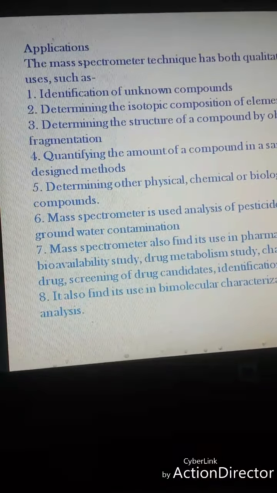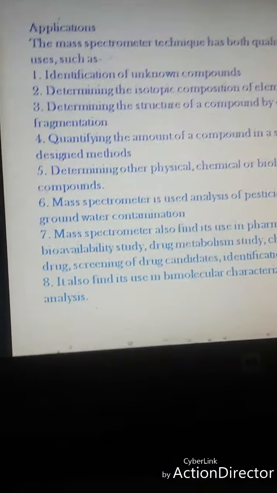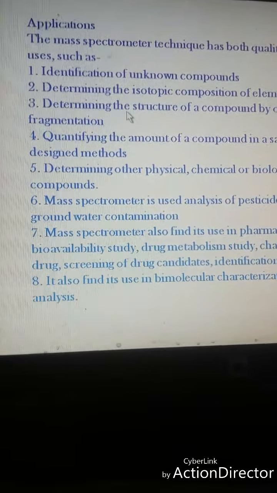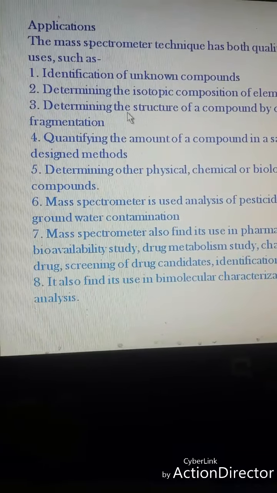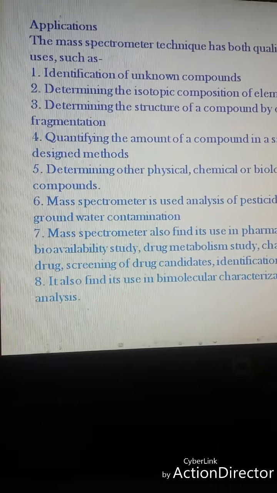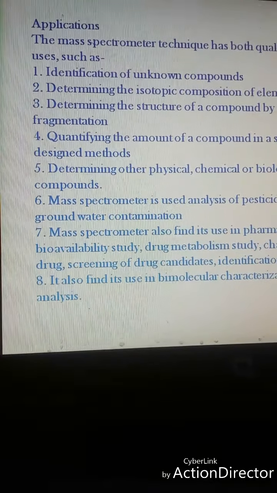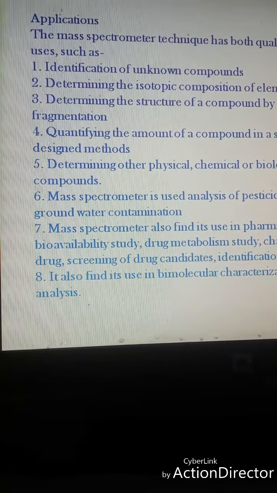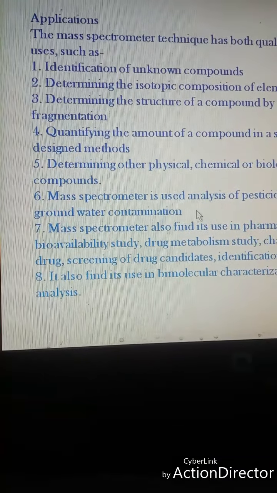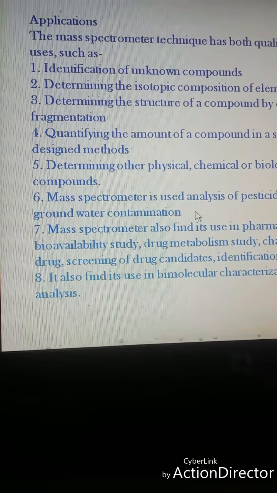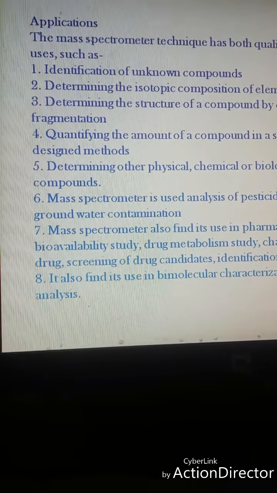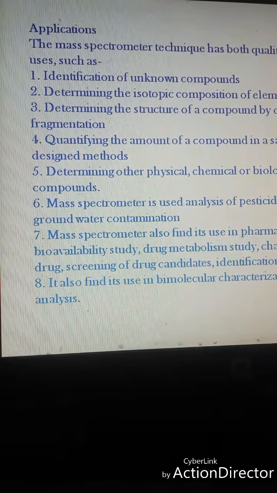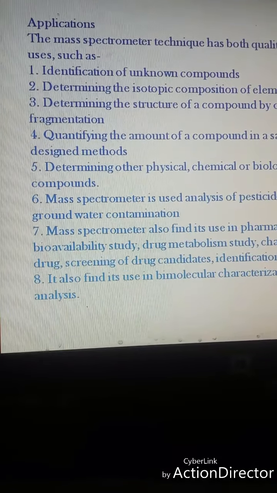These are the applications. It is used in the identification of unknown compounds. You can determine the isotopic composition of a compound. You can find out the structure of a compound by observing its fragmentation, which is further confirmed by NMR and so on. You can quantify the amount of a compound in a sample. You can determine physical, chemical or biological properties. You can analyze pesticides in food and soil by mass spectrometer. It is used in pharmaceutical analysis. So in this way, it is a very important analytical tool.